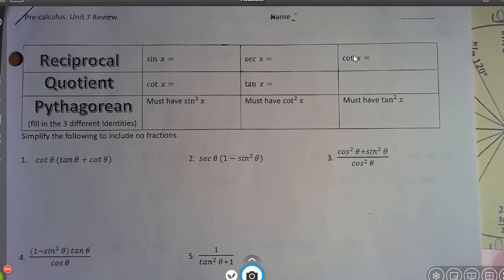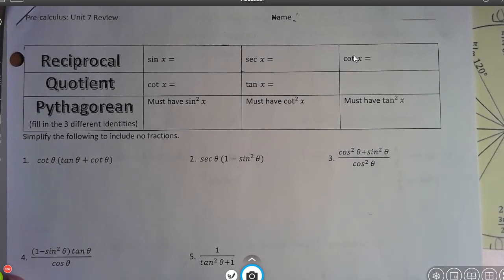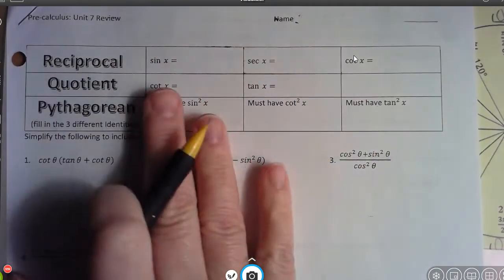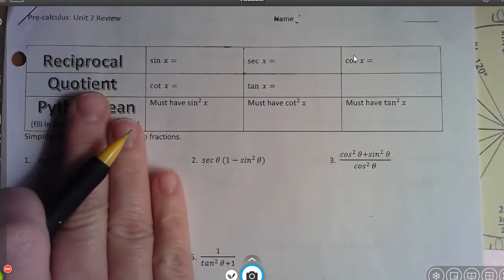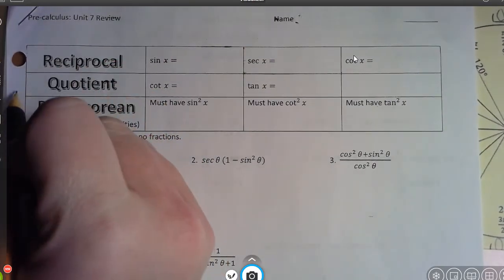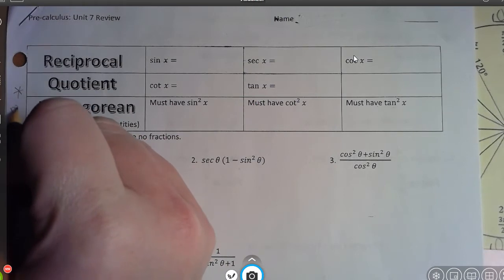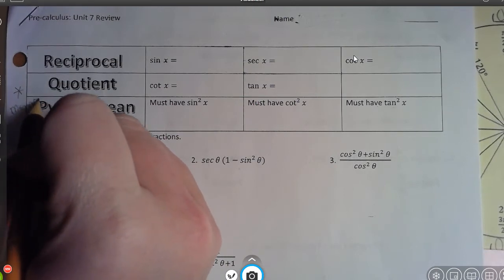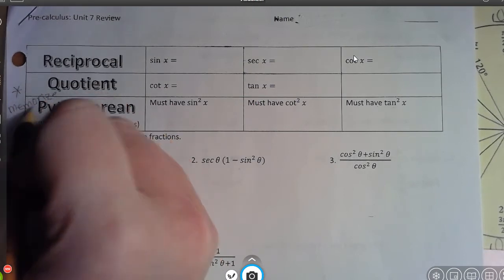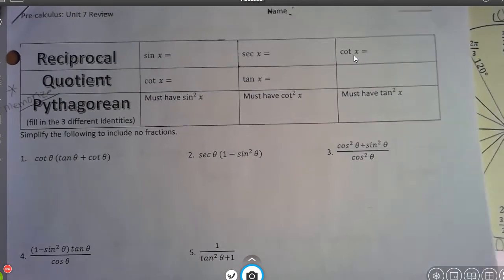Okay guys, so what I'm going to do is make 5 videos on this review, and this is video 1, and the first video is going to be only the first page. So the first thing you need to remember are all the reciprocal, quotient, and Pythagorean identities. These you need to have memorized. You need to have them memorized, okay?